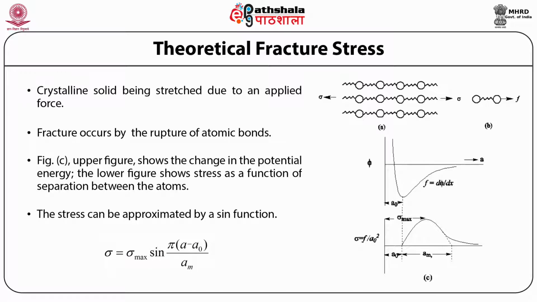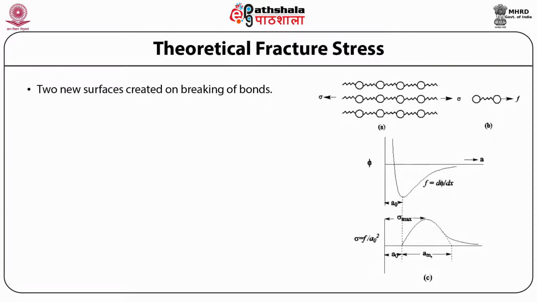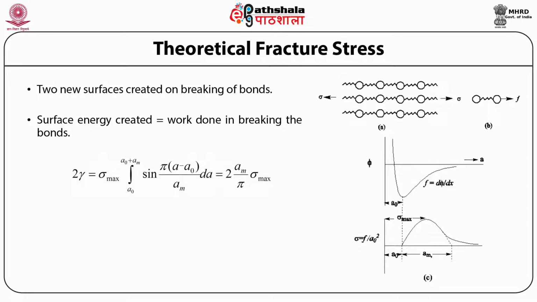a naught is the interatomic separation and a m is as shown in this figure. When the bonds break, a fracture surface is produced. The work done in bond breaking is the energy of the new surface created. As two fracture surfaces are created, we have 2 gamma equal to sigma max multiplied by the integral from a naught to a naught plus a m of sine of pi multiplied by (a minus a naught) by a m, multiplied by da. So this is equal to 2 a m by pi multiplied by sigma max, where a m is pi gamma by sigma max.